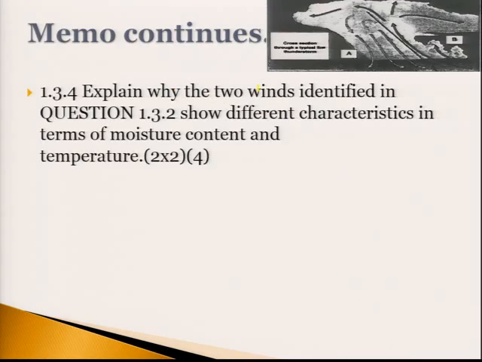Colleagues, I think it's important that we deliberate deeper on this moisture front, for our learners to have a deeper meaning of it. Explain why these two winds that we have mentioned, A, it's cold, and B, it's warmer, have different characteristics in terms of the moisture content and also with regard to the temperature.